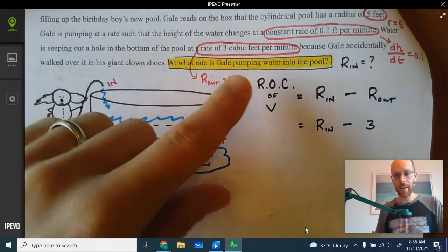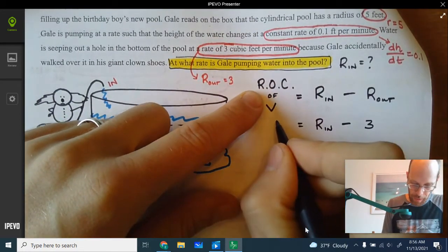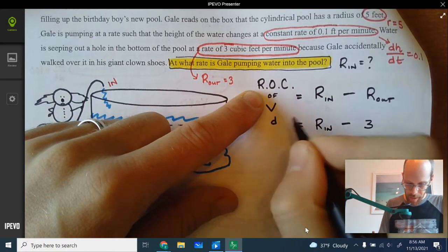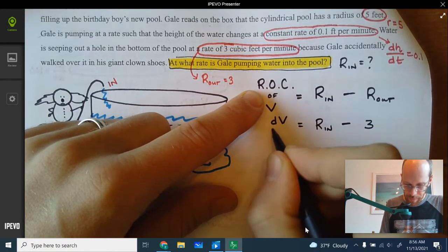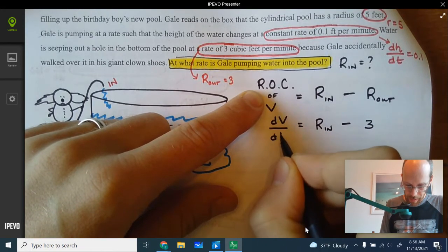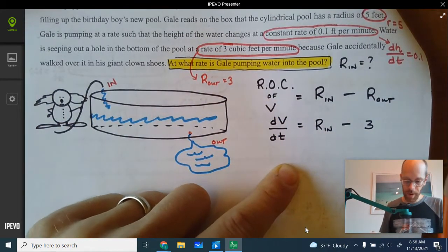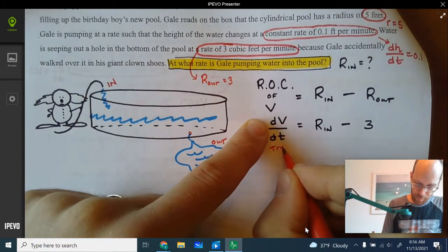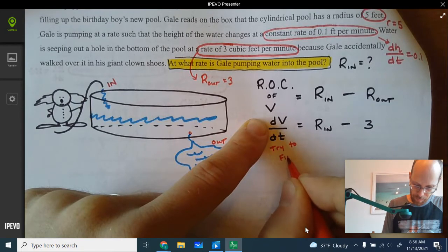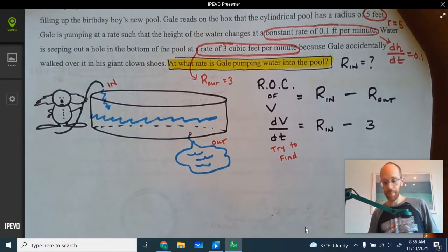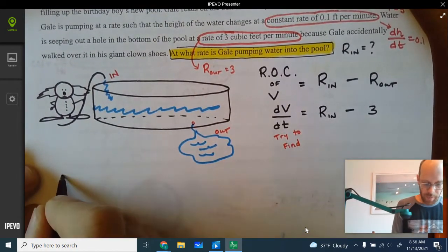So it's important to recognize that the rate of change of V is just a fancy way of saying dV/dt. And this is what we're going to try to find. All right. Here we go, ladies and gentlemen.